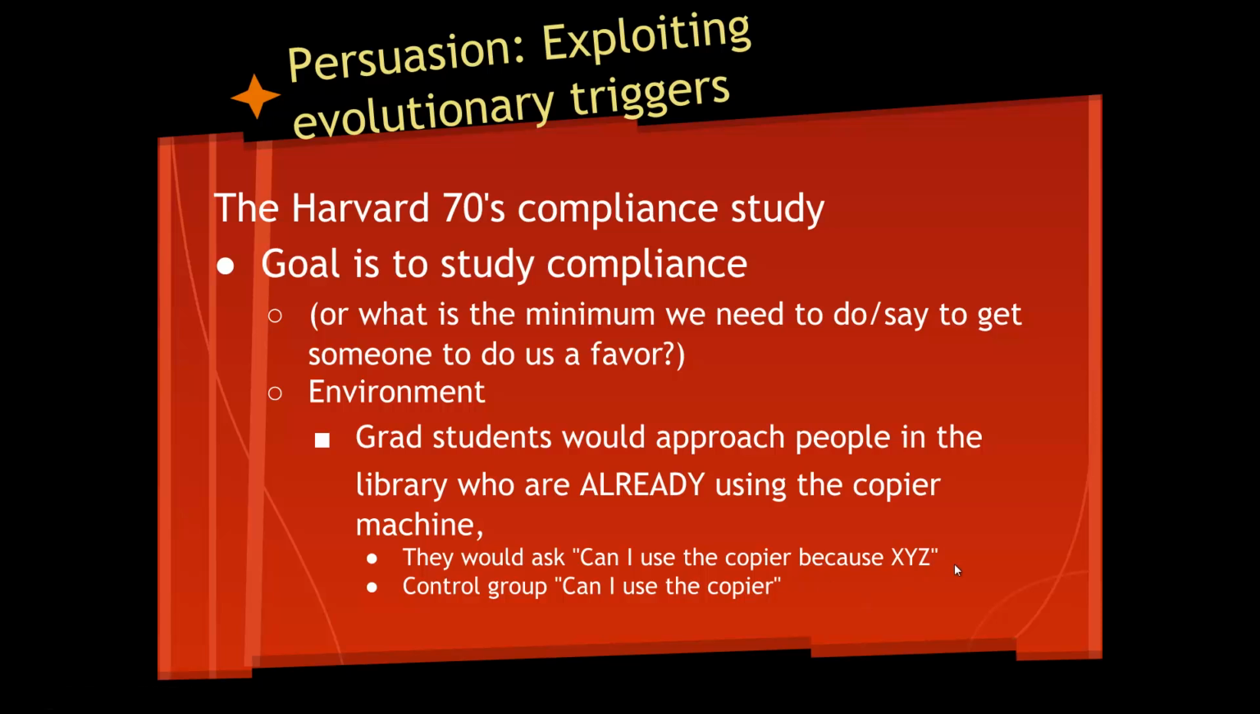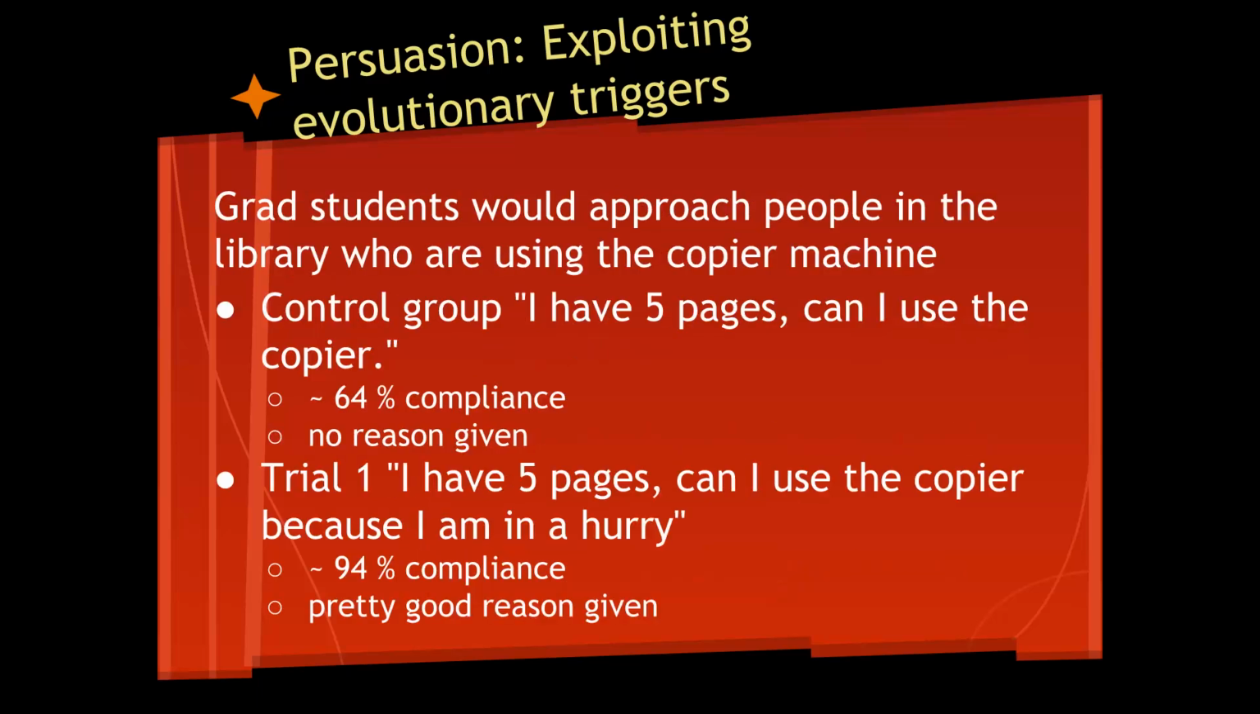And they toyed around with various different reasons. And what they found was really amazing. So the control group got 64% compliance with just no reason given, which is pretty damn generous if you ask me. I would not say yes. I would tell them to go to another floor and find a different copier. But the very first reason, because I am in a hurry, got 94% compliance.